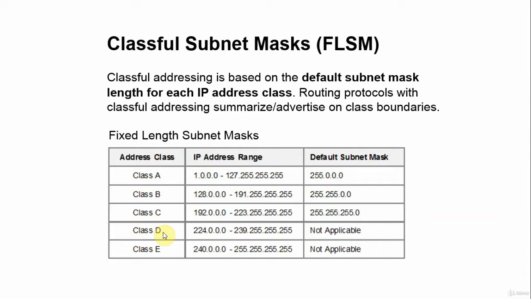Class D is multicast, and that's for things like routing protocols, so it's reserved. And Class E is experimental, it's reserved as well. As you go through the IP address range, you notice where they start and where they end, and anything within this range of addresses is considered this class address, and these are the default subnet masks. Older routing protocols use classful addressing. However, the newer ones use classless for a variety of advantages.